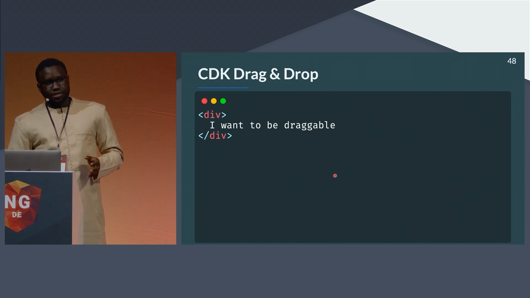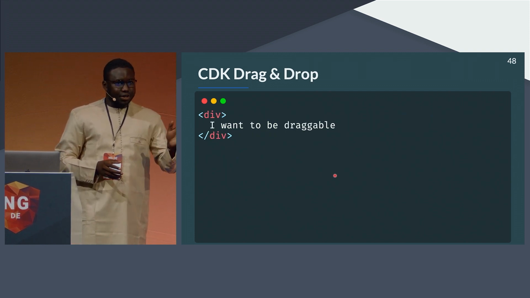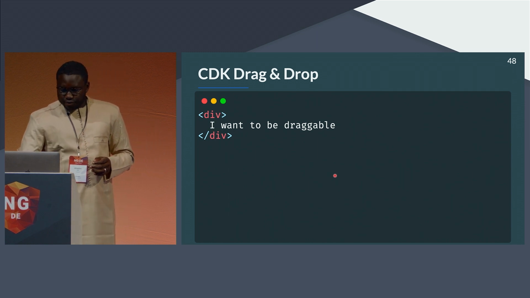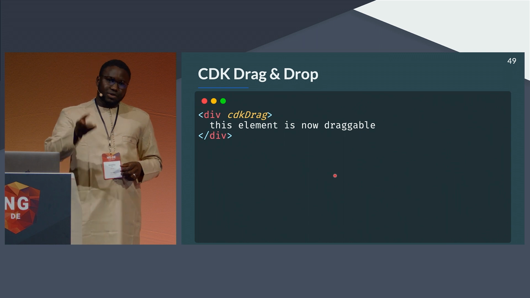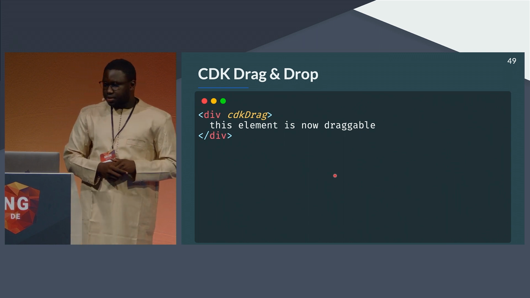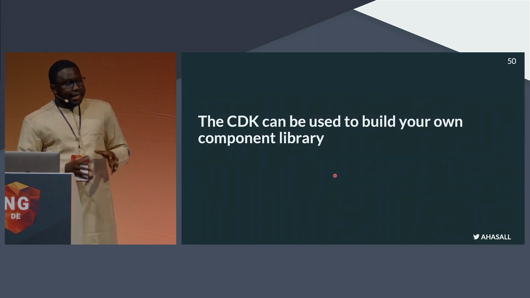And the CDK is just awesome. For example, for drag and drop, you have a div element, you want to make it draggable, you just have to add one attribute. You have to import the module first, but it is very simple. This will make this element draggable. And it can be used to build your own design system, your own component library. For example, if you hate Material Design, you don't think it's beautiful, you can leverage the CDK to avoid reinventing the wheel when you are building your design system.